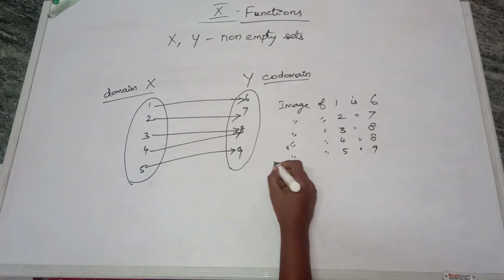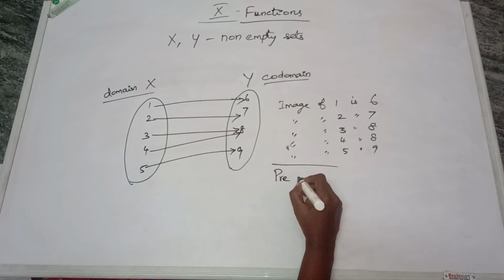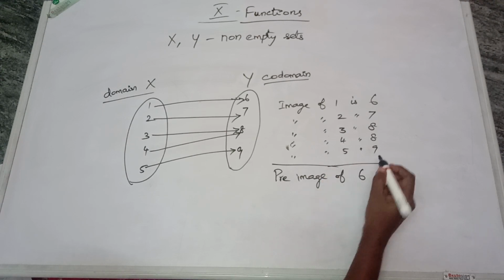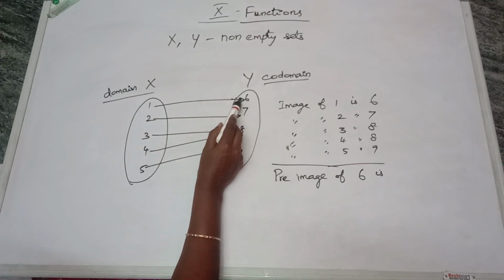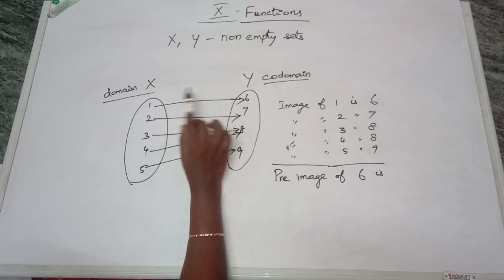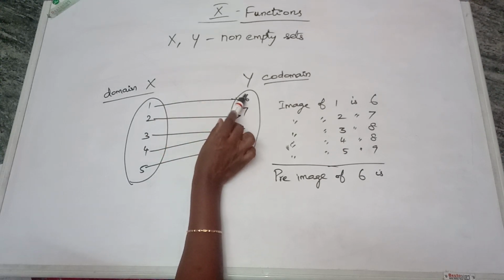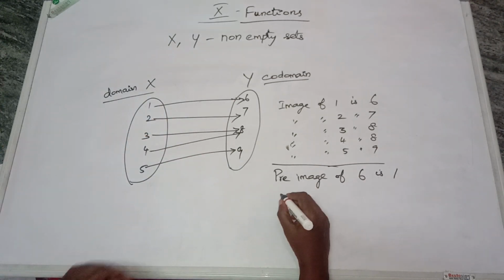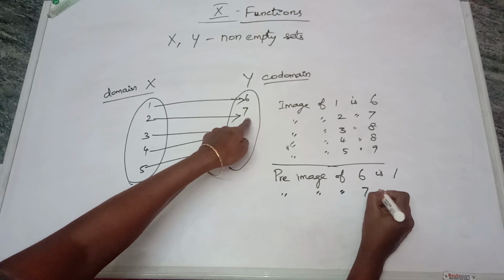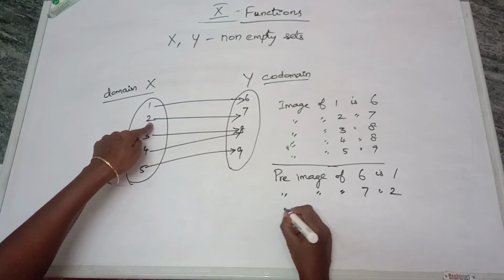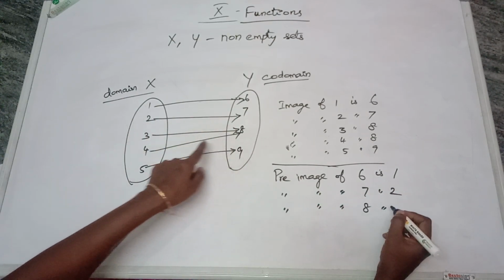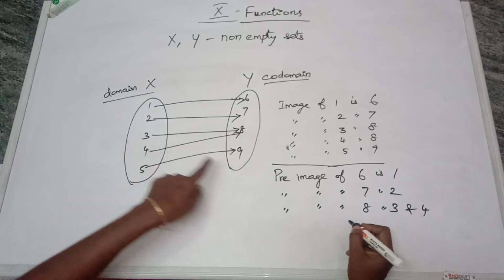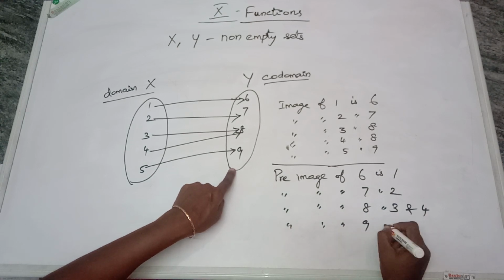Now, what is the pre-image of 6? See here, 1 is related to 6, so the image of 1 is 6. The pre-image of 6 is 1, the pre-image of 7 is 2, the pre-image of 8 is 3 and 4, and the pre-image of 9 is 5.